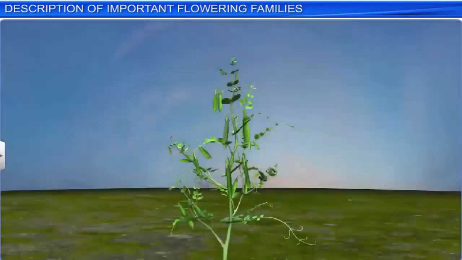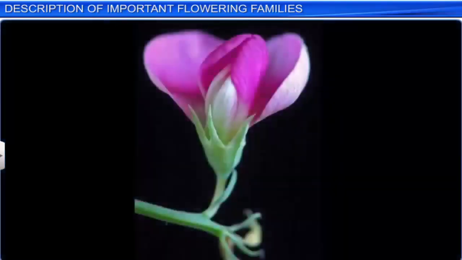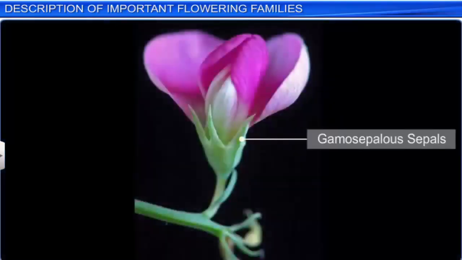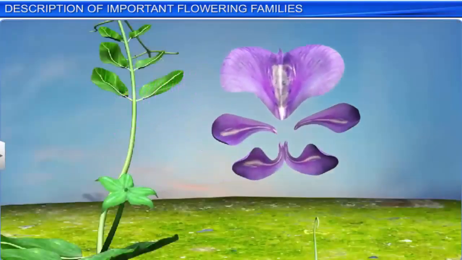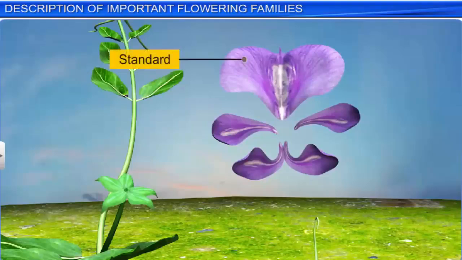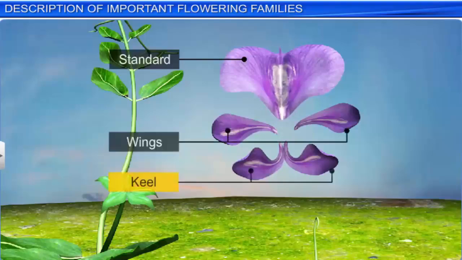The flowers are arranged in racemose inflorescence and are bisexual and zygomorphic. The calyx has 5 sepals that are gamosepalous with imbricate or valvate estivation. The corolla has 5 petals and is polypetalous. Moreover, the petals are papilionaceous and consist of a posterior standard, 2 lateral wings, and 2 anterior ones forming a keel. The estivation is descending imbricate or vexillary.